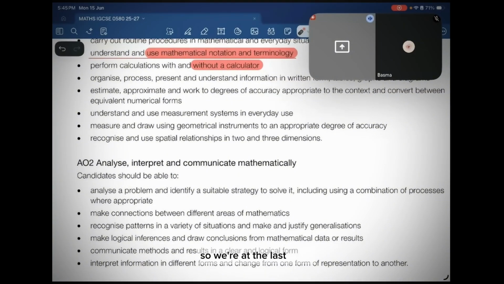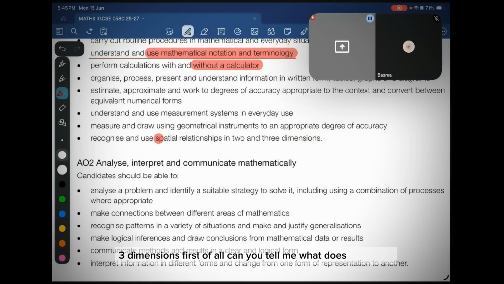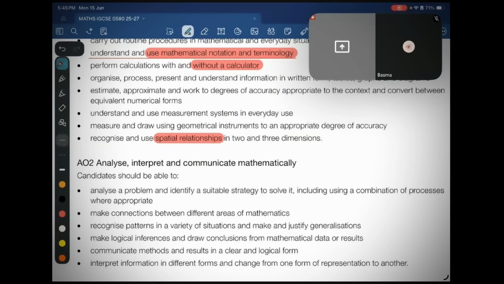Yes, Vikram. So we're at the last point. Recognize and use spatial relationships in 2-3 dimensions. First of all, can you tell me what this means? Spatial comes from the word space. Nice, your English is amazing. But I don't know what it means by spatial relationships.